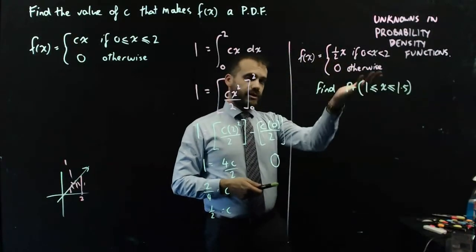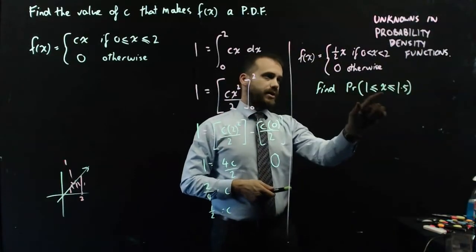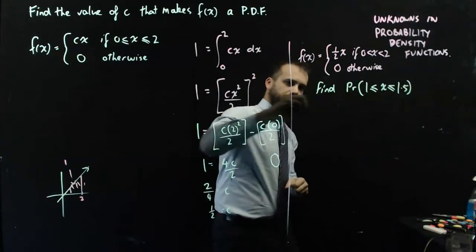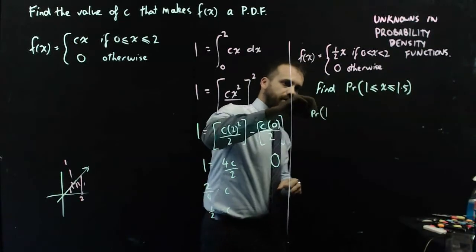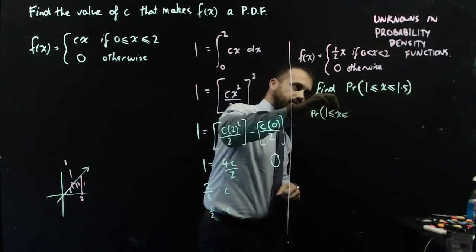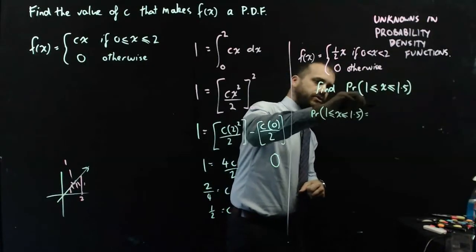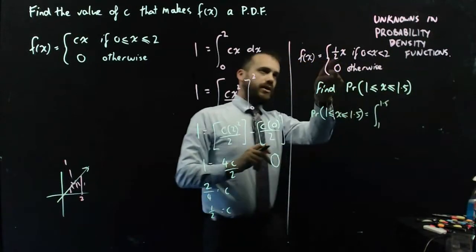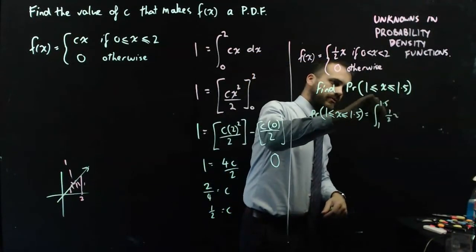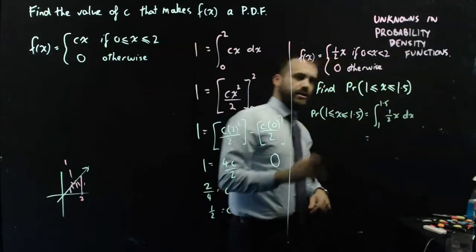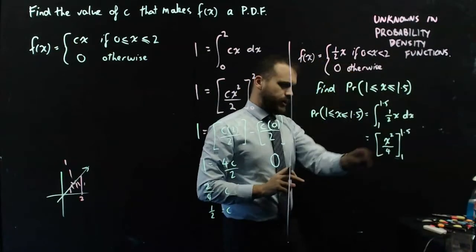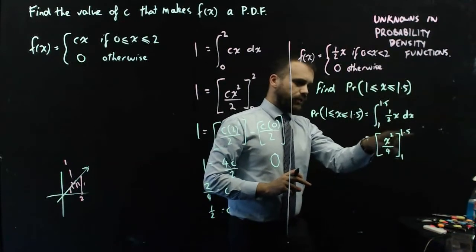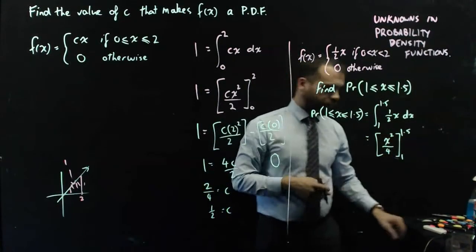Using my probability density function, I'm going to find the probability that x is between 1 and 1.5. So I'm going to say that the probability that 1 is less than x, which is less than or equal to 1.5, is equal to the integral between 1.5 and 1 of half x with respect to x. Now I can integrate that. So now I have x squared over 4 between 1.5 and 1, and I can sub in 1.5 and 1, subtracting one from the other.